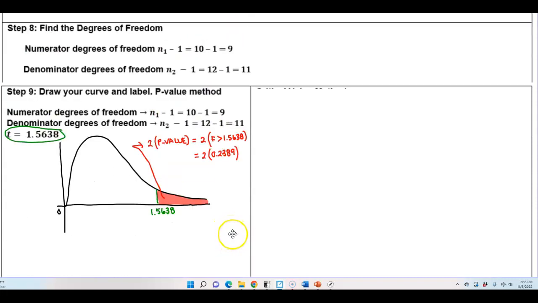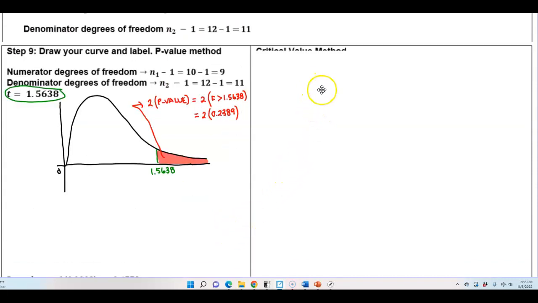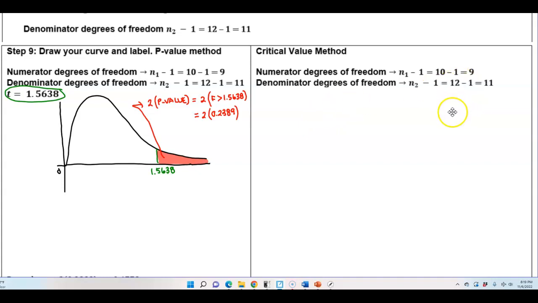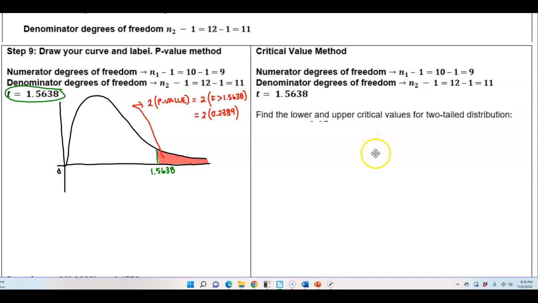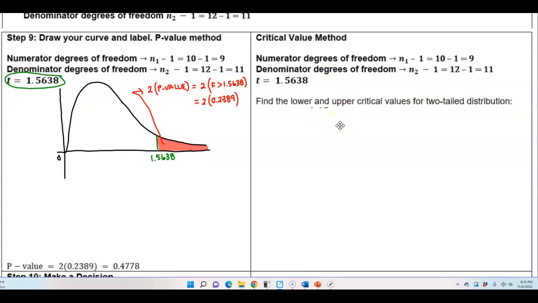Okay, now let's go ahead and do the critical value method. So the critical value method is the following. Again, we need to know what the numerator degrees of freedom is, which is 10 minus 1, which is 9. We also know the denominator degrees of freedom is 11. And we also know that the test statistic is 1.5638. So now we want to find the lower and upper critical values for the two-tailed distribution.